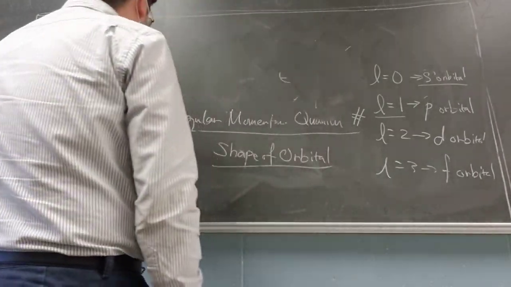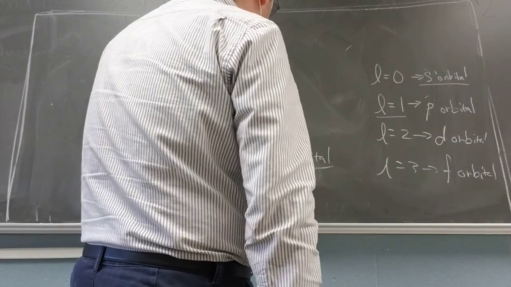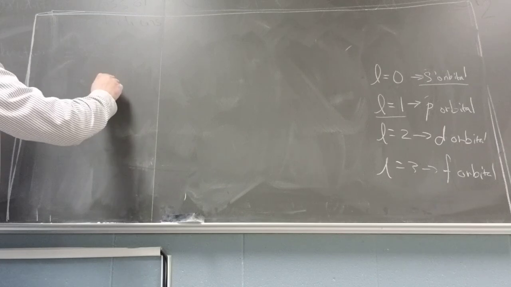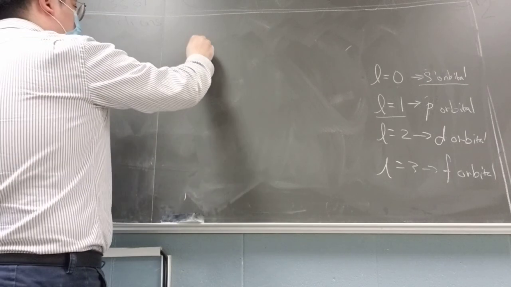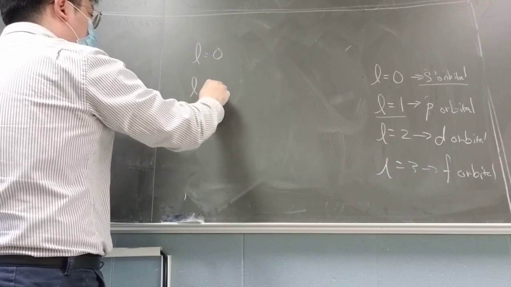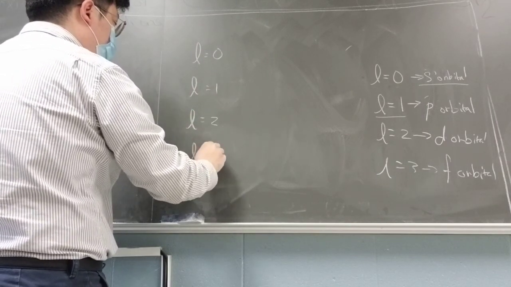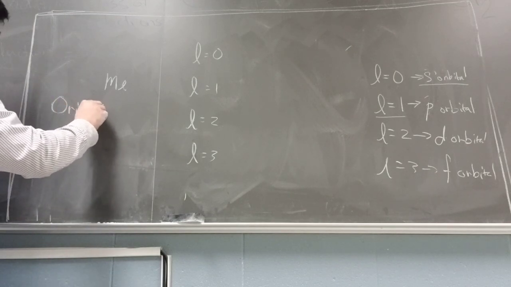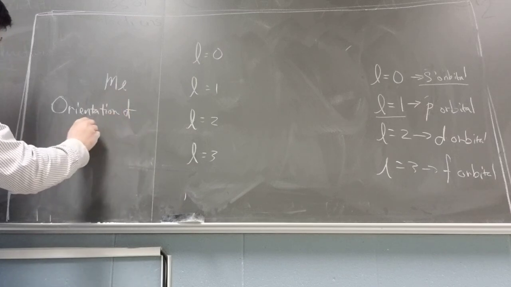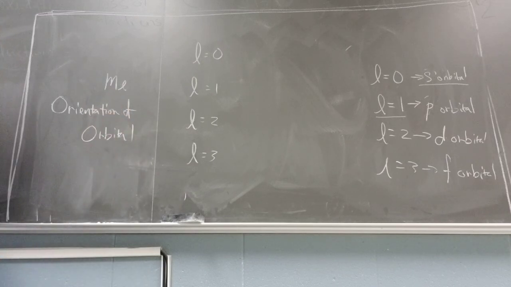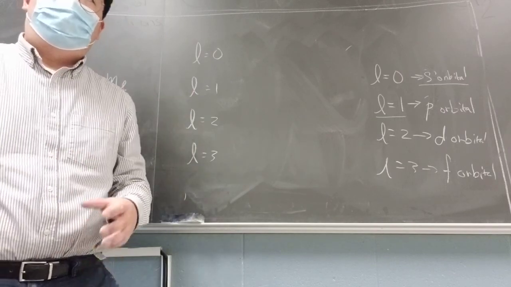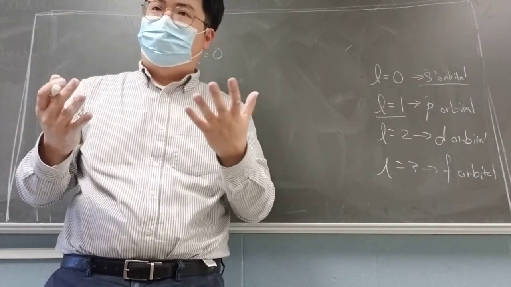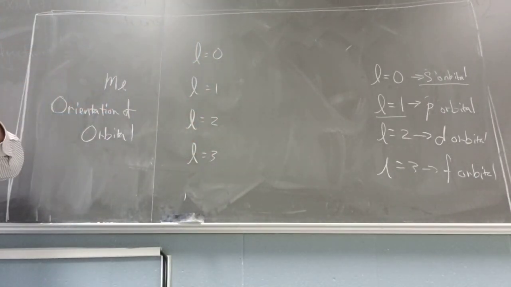Okay. So the next one is the magnetic quantum number. Whenever you have an L number, which is 0, 1, 2, 3, it will determine the orientation of your orbital. Like I said, if you have a dumbbell-shaped orbital, it could be aligned with the x-axis or y-axis or z-axis. It depends on the magnetic quantum number.